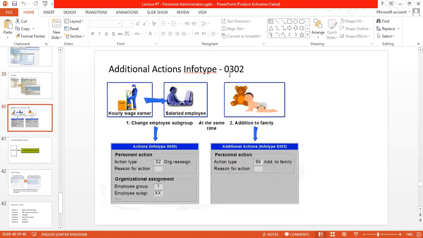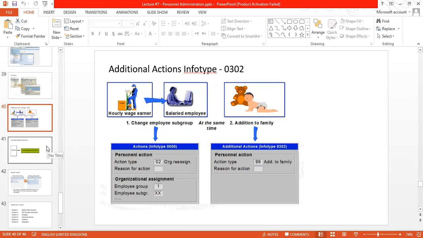Additional info types are employee subgroup, where an hourly wage earner can be promoted to be a salaried employee, where the action type is assignment. Why is this assignment taking place? It has to be given a reason. So the organizational assignment will be employee group, which is active. Employee subgroup will be a shift from wage earner to salary. Additional actions will be addition to family, like having a baby, right? So that is an additional action.